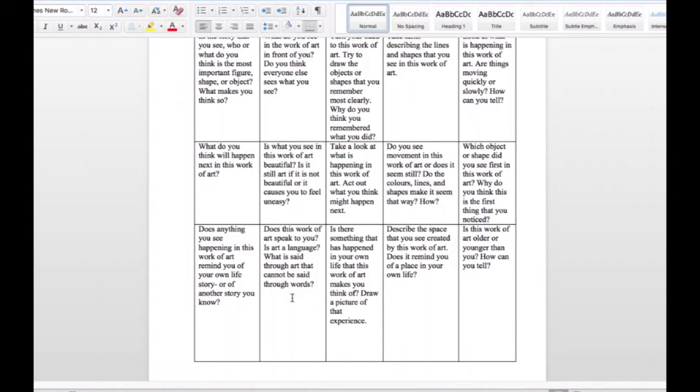And again, under aesthetic, describe the space that you see created by this work of art. Does it remind you of a place in your own life? So again, you are thinking of the shape of it and the nature of it. And finally, logically, is this work of art older or younger than you are? And how can you tell? So these are broader logical questions that may help you.